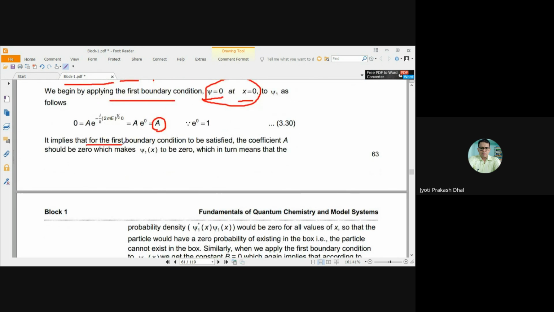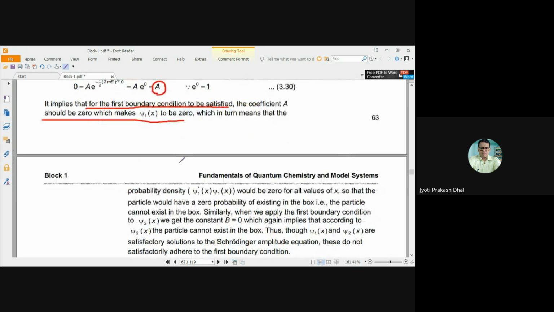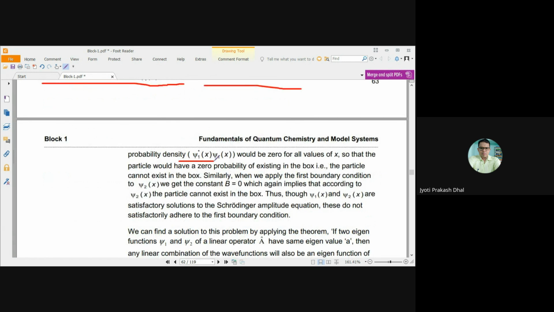It implies that for the first boundary condition to be satisfied, the coefficient A should be 0, which makes psi 1 to be 0, which in turn means that the probability density, that is psi 1 star into psi 1, would be 0 for all values of x, so that the particle would have zero probability of existing in the box, that is the particle cannot exist in the box.